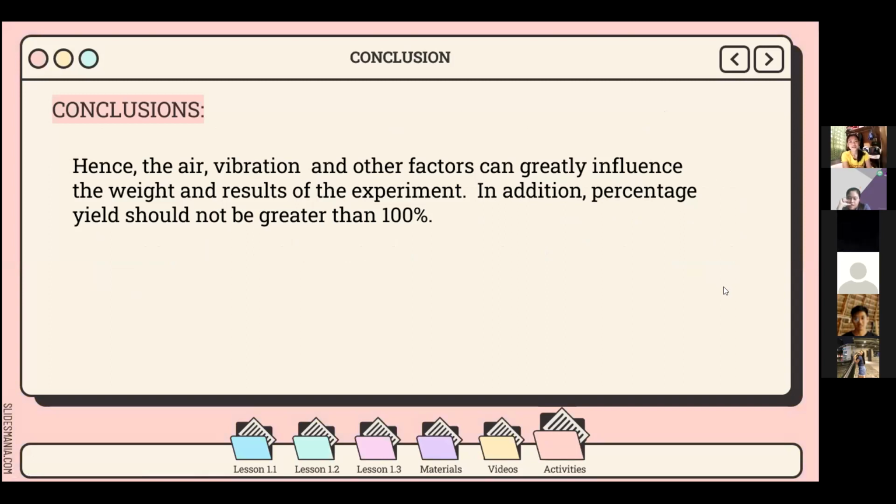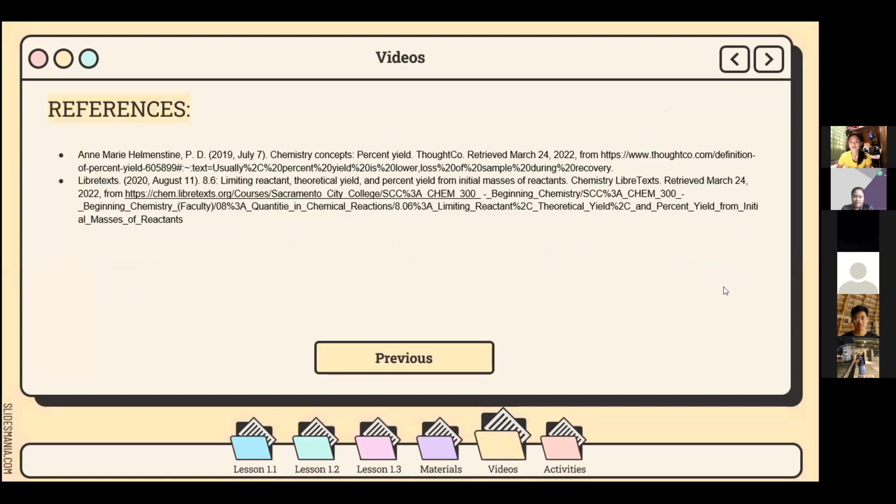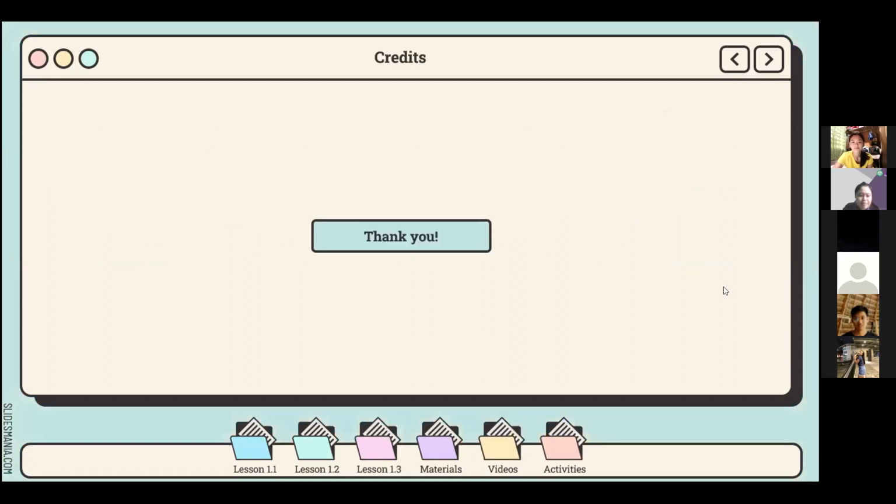So for our conclusions, the air, vibration, and other factors can greatly influence the weight and results of the experiment. In addition, percentage yield should not be greater than 100%. That would be all, ma'am. Thank you po.